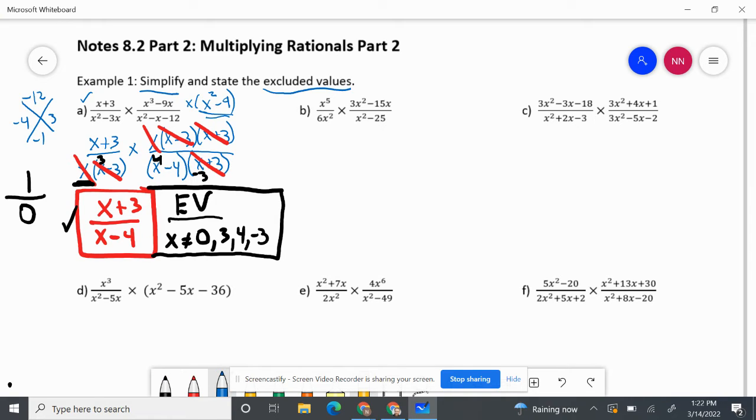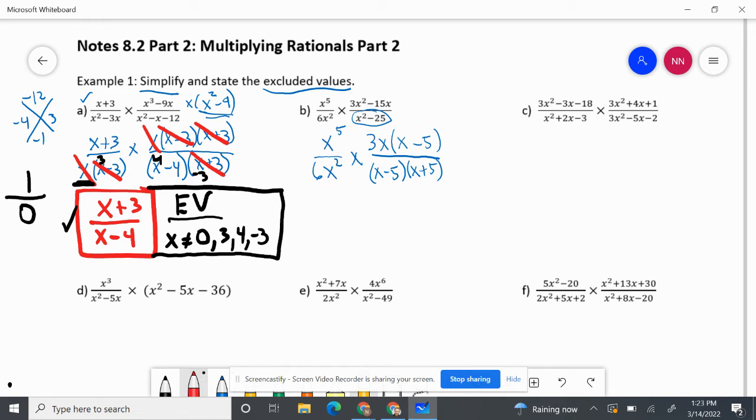Now, looking at the next one. We see we have monomials, so there's nothing we can do to simplify it. We just keep it as x to the 5th and then 6x squared. For the second one, we see that they have a 3x in common, and that would be an x minus 5. Here we have difference of squares. That's our special factoring pattern, x minus 5 and x plus 5.